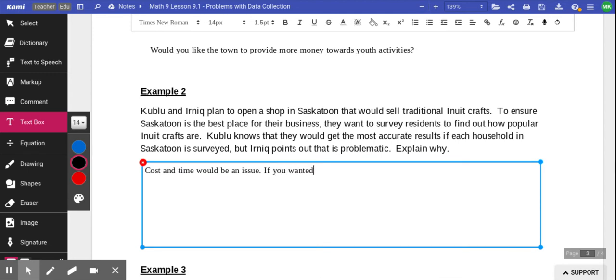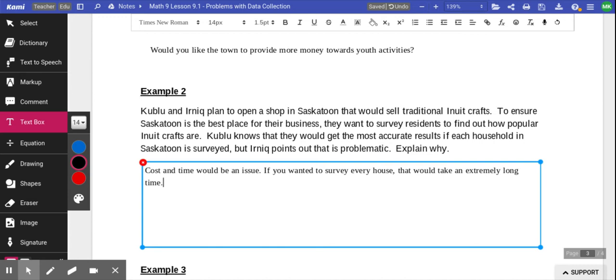If you wanted to survey every house, that would take an extremely long time. You would have to go door to door when people are home, keep track of, yeah, that person answered, no, that person didn't answer. The time it would take would be incredible.